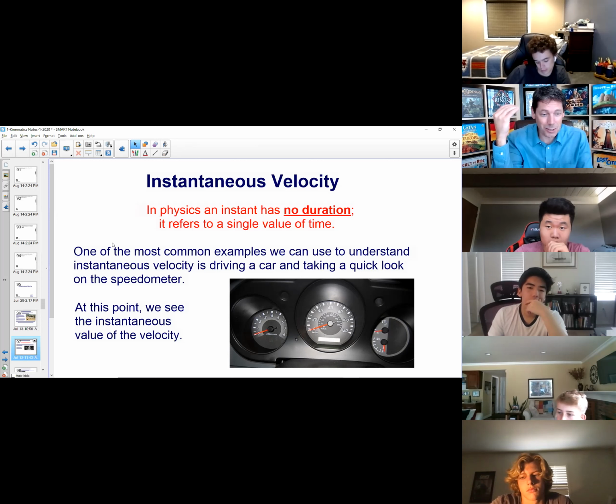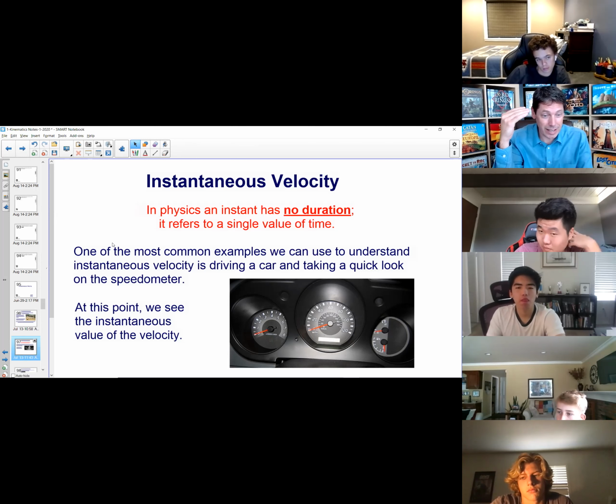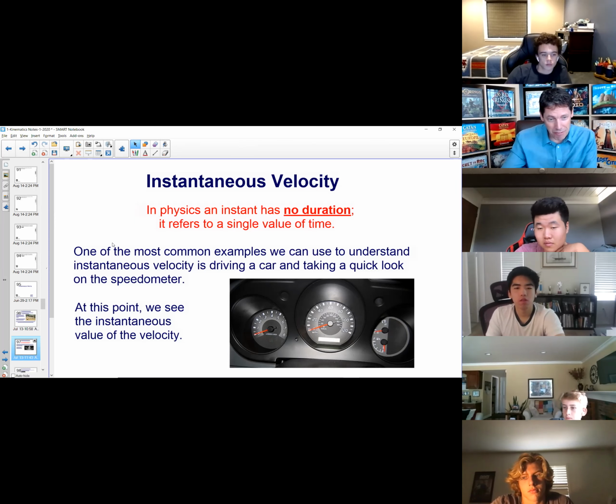So technically, there's no such thing if we're thinking about it strictly definition based, right? And yet we can look at our speedometer and know how fast we're going. So how does that work? How can we do instantaneous velocity when we can't divide by 0?